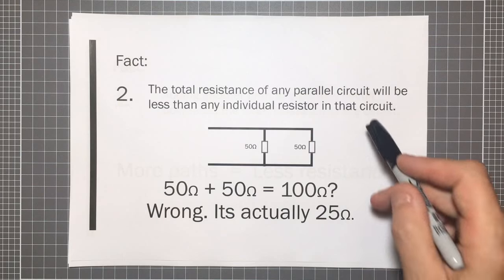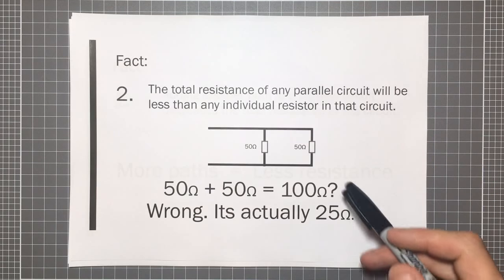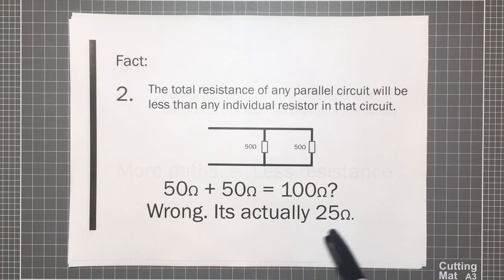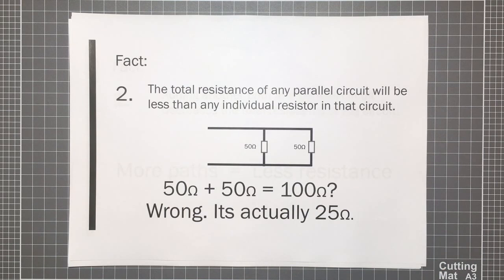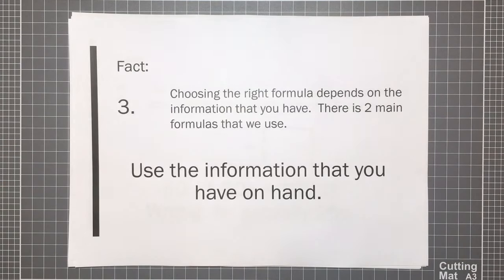So this is following the rule that we're seeing up the top here: the total resistance for this circuit is 25 ohms, and that is less than any individual resistor, which we can see there, they're both 50. Just keep that one in mind, it's a great way to double check your answer and make sure that, oh yes, I do have that one right. It's a quick little check that you can do. The third and final fact before we get on with the show is that choosing the right formula depends on the information that you have.